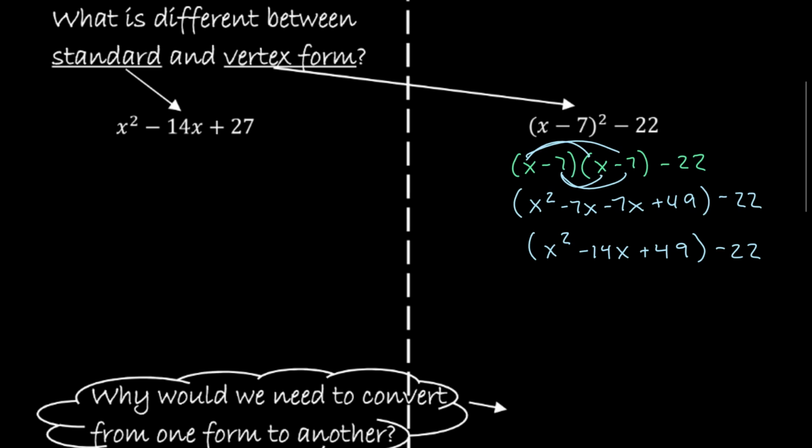What do you think we do next? Hopefully no one's on their cell phones right now. It's way easier than you're making it right now. Yes, you just add the two constants, 49 and negative 22. So what's 49 minus 22?